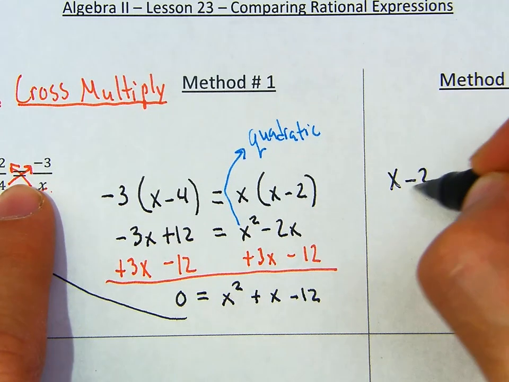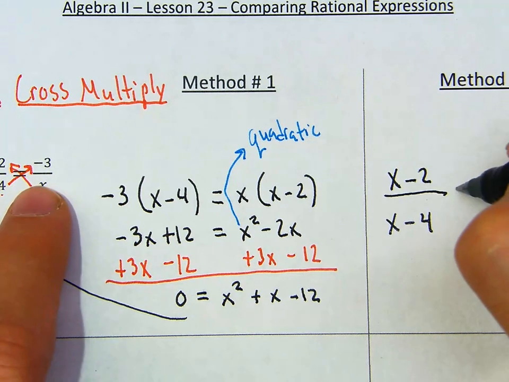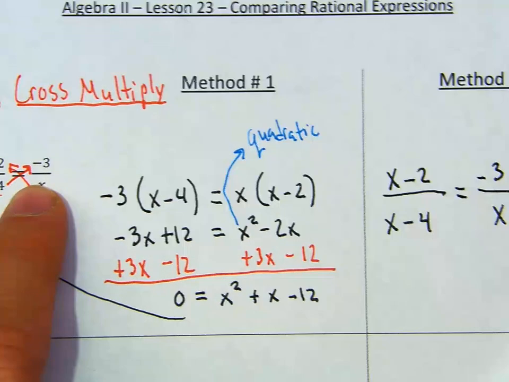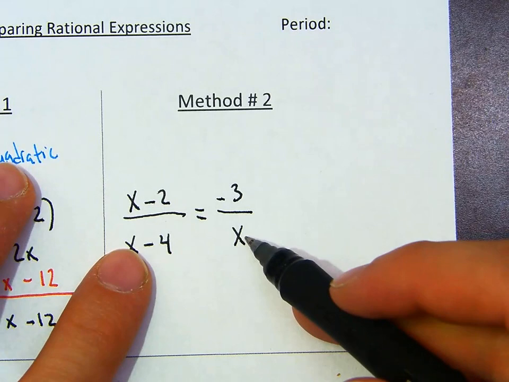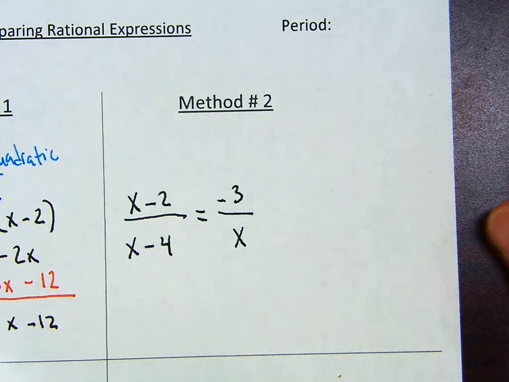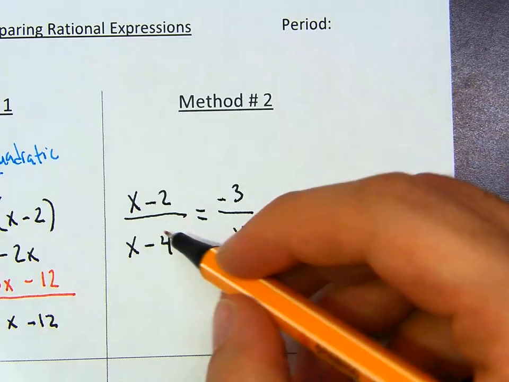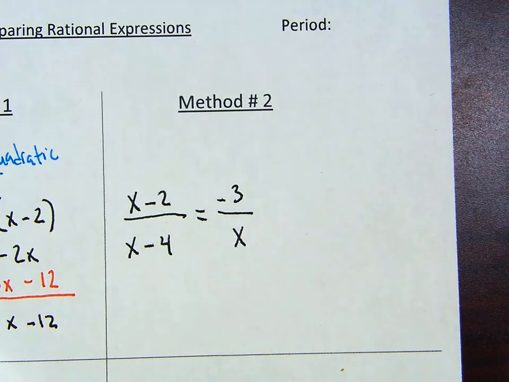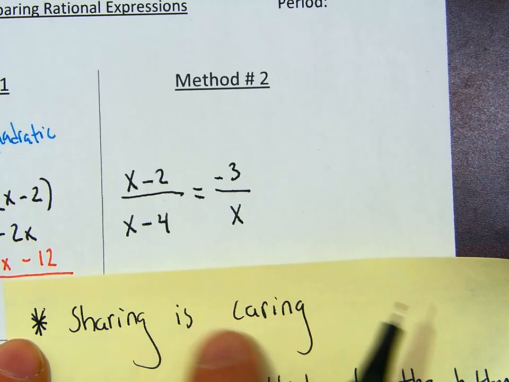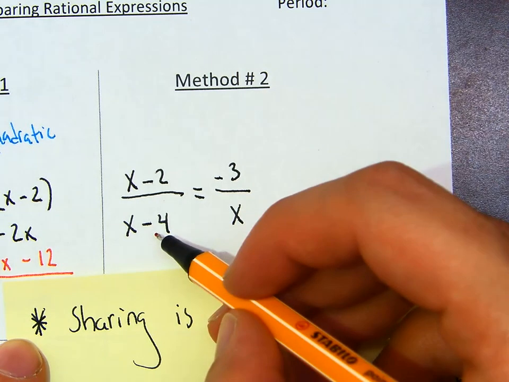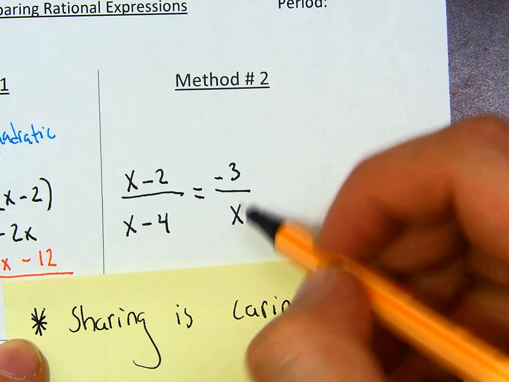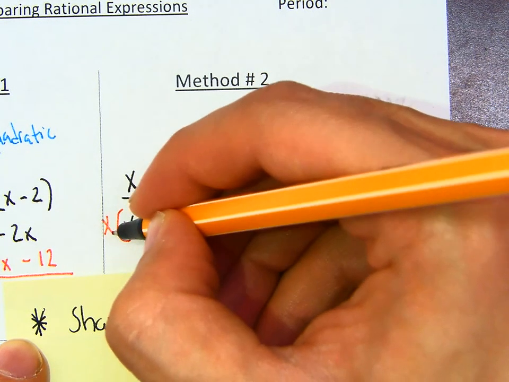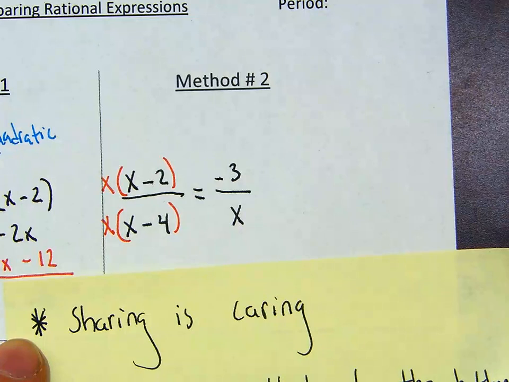Okay, so if I have x minus 2 over x minus 4 equals negative 3 over x, right? We're going to solve this same equation, but what's technique number 2? We're going to get the denominators to be the same. So what can you do to get the denominators to be the same? And don't forget about that idea of sharing is caring, right? So here, this is an x minus 4. What does it need? It needs that x. So we're gonna multiply this by x and multiply this by x on top.